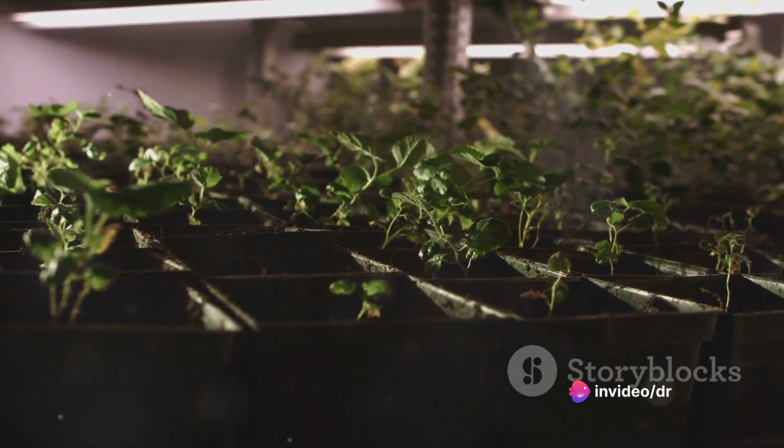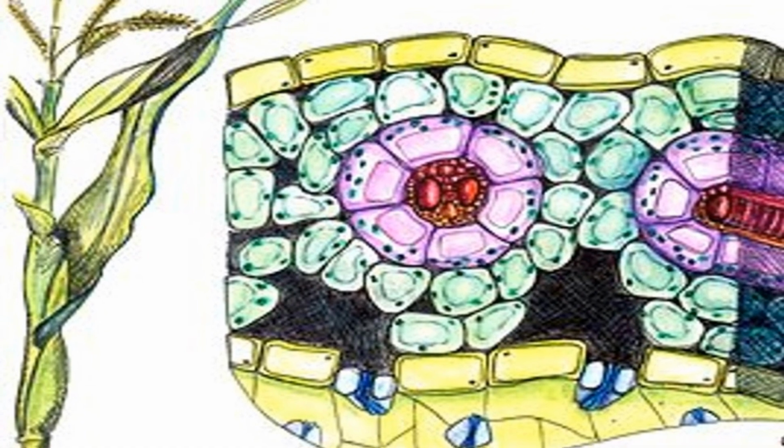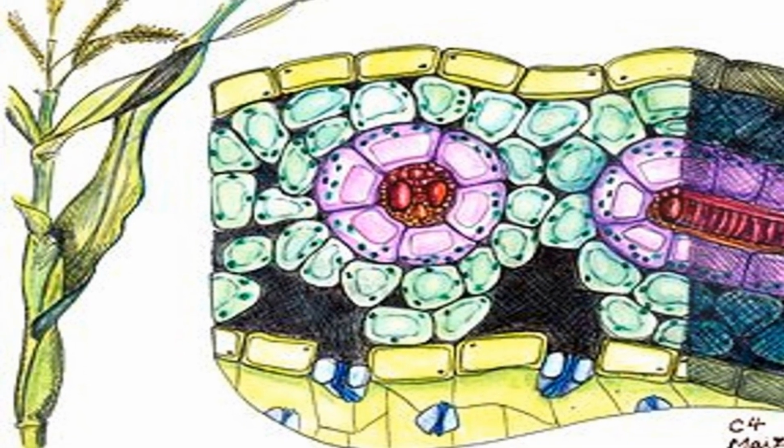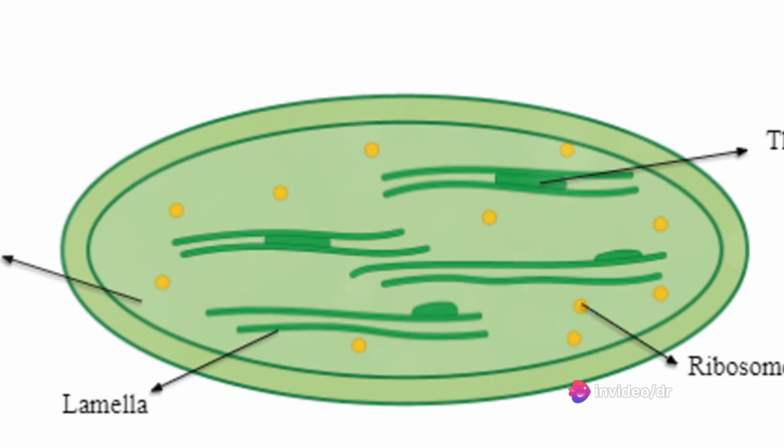have a special or distinctive leaf anatomy called Kranz anatomy. Kranz anatomy is the arrangement of cells where bundle sheath cells surround vascular bundles and bundle sheath cells are in turn surrounded by mesophyll cells.